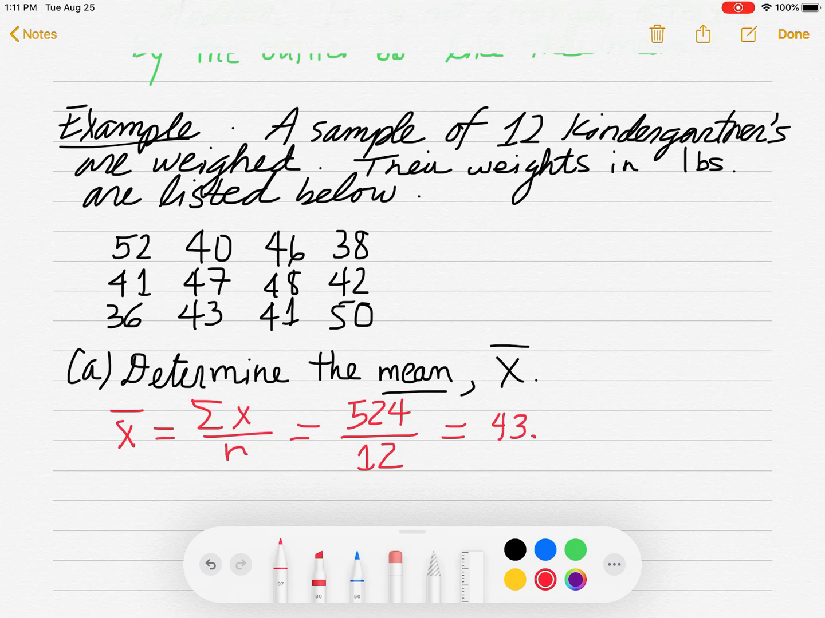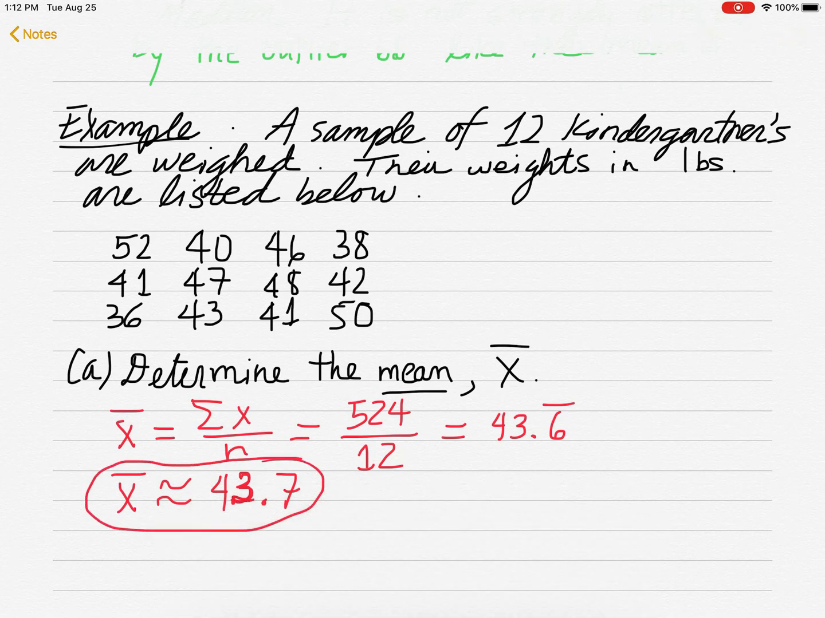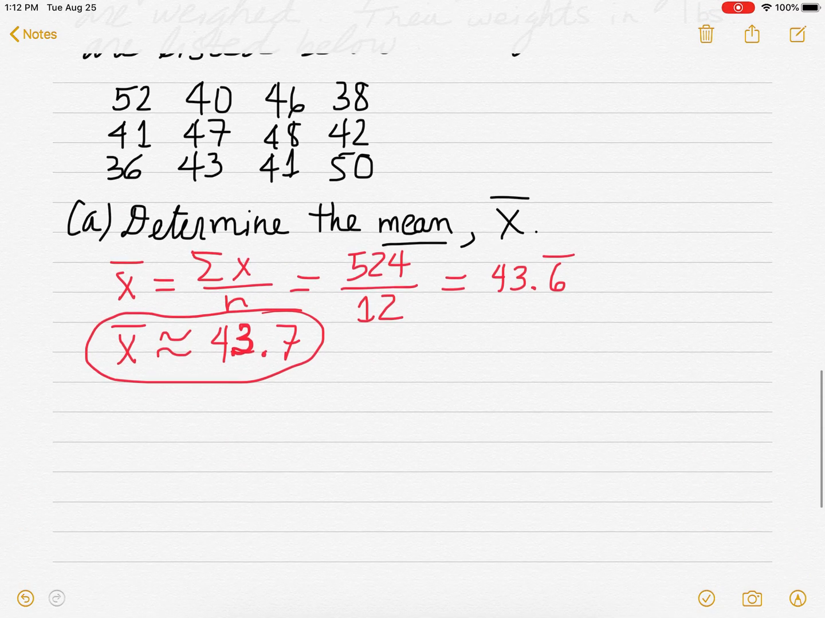So divide by 12, and you get around 43.6 repeating. Well, exactly, 43.6666 repeating. So we're going to put a bar over that. You could write that as your answer. I'm going to actually round, though. I'm going to go one more decimal place than the actual data values themselves. So I'm going to round to 43.7, approximately. I'm using the squiggle marks to say approximately.